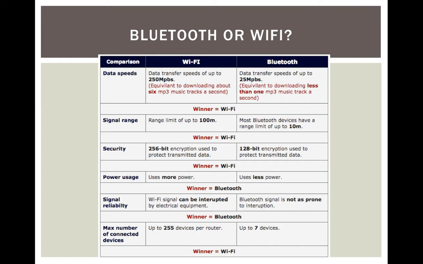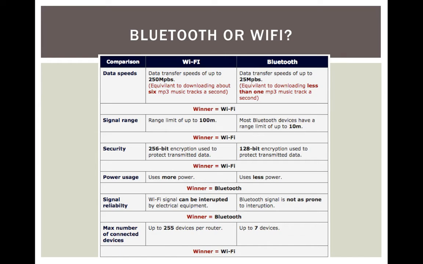Wi-Fi has a limit of up to 100 meters, whereas most Bluetooth will only have a limit of up to 10 meters. So again, the winner is Wi-Fi. When it comes to security, Wi-Fi can be encrypted at a much higher rate, at 256-bit encryption, whereas Bluetooth can only be encrypted to 128-bit encryption.